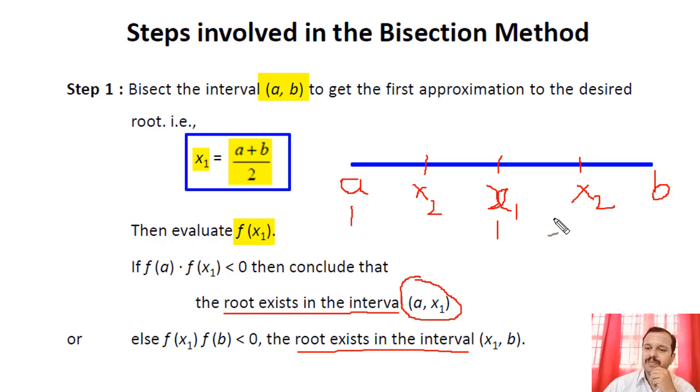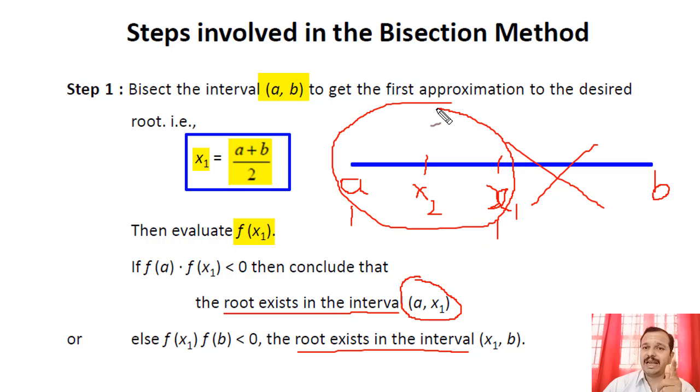So what you will do, please assume that the root is in between a and x1, and the approximated value is x2 by using the bisection formula. So this entire portion will be rejected. We will be concentrating only on this portion. After getting x2, we will find out f of x2. After finding f of x2, we see the sign of f of x2, whether it is positive or negative.